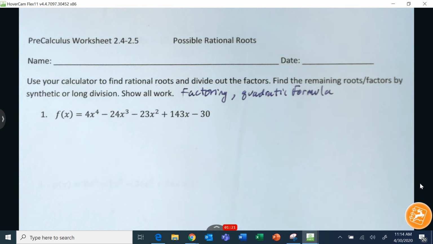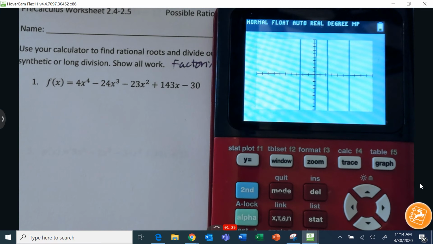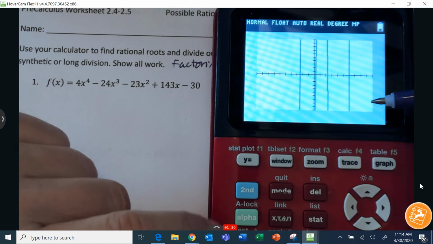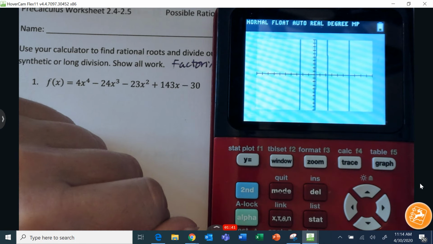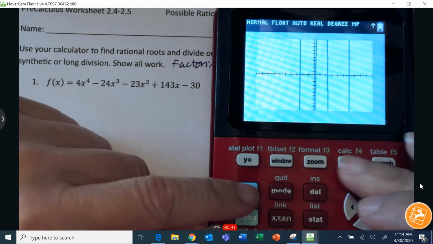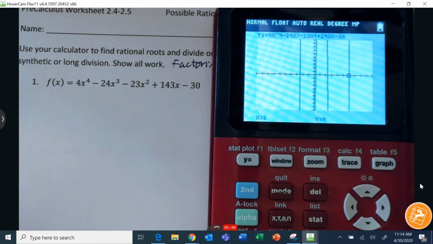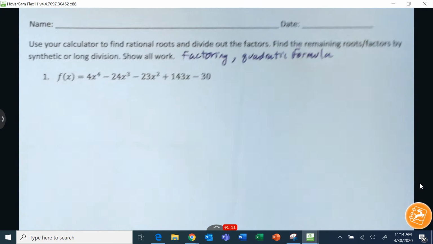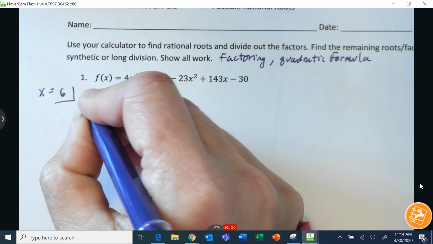Okay, so I went ahead and graphed. I'm going left to right, and the one on the far right looks like it might be the easiest. I think it's at 6. I'm just going to check by doing second trace value, and then I'm going to type in 6. And yes, 6 is a zero. So at x equals 6, I'm going to take that out.